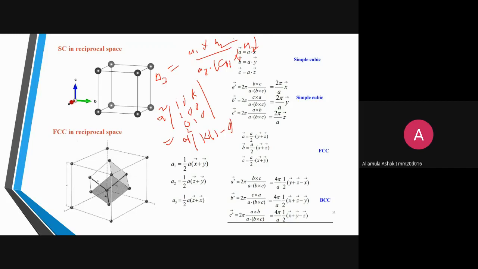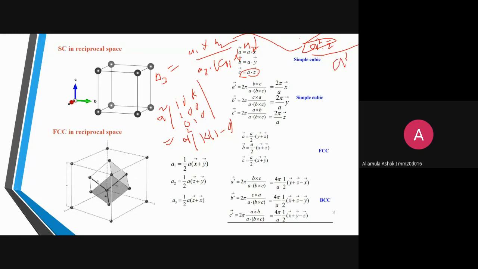Therefore A1 cross A2 equals a square. Here, instead of ijk, I am taking x, y, z. Then this k is a square times z bar. So A1 cross A2 equals a square times z bar. Then A3 dot A1 cross A2: A3 equals a z bar, and A1 cross A2 equals a square z bar. From the dot product, we know the z bars are in the same direction, so cos 0 is 1. A into a square is a cube.